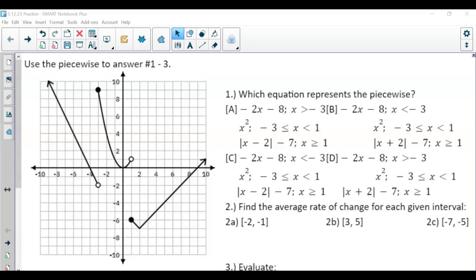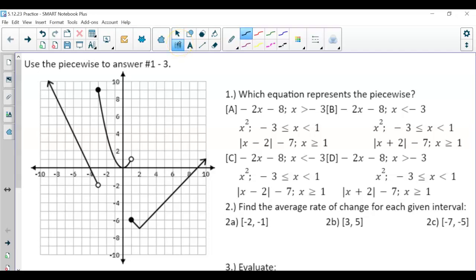In this video, I'm just going over a mixture of practice problems, but focusing mostly on graphs and piecewise and also even radical graphs and functions here. So here in number 1 through 3, we're using this piecewise function.